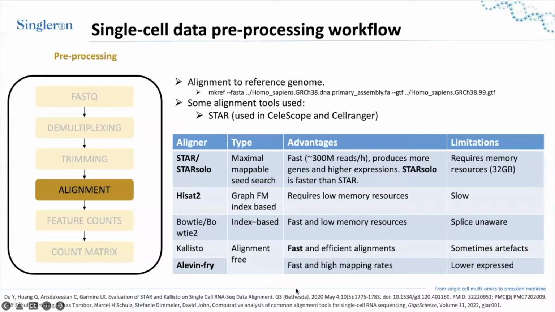And for Alevin-Fry, for some of the samples, it cannot detect the lowly expressed genes as effectively as the other tools. So overall, we would still recommend using STAR or STARsolo as the main sequencing alignment tool if you have sufficient memory resources. Otherwise, if there is a limitation of RAM or computational resources, and you are not very particular about the accuracy of the lowly expressed genes or small artifacts, maybe you can try Alevin-Fry, Callisto, or HISAT tool.